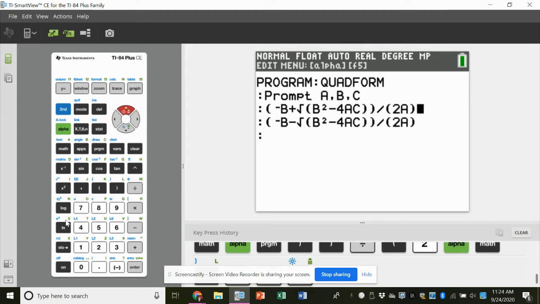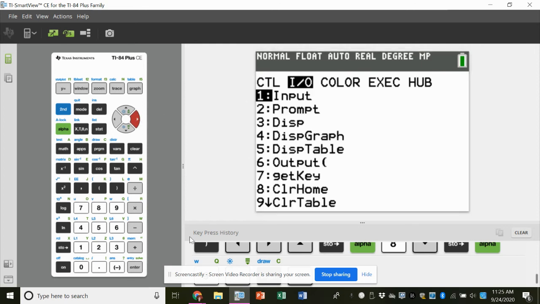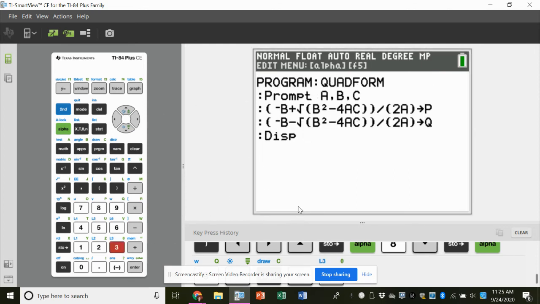So what we can do is we can actually have this store as, let's say, alpha P, which is one of our roots, and then we can store as alpha Q as our second root, just to kind of keep some of that nomenclature similar to what we have been doing in the class. So if P and Q are our roots, we're going to have it stored as P and Q. And then our last thing is, while these are stored, we still haven't told it to display it to us. So we're going to hit program, arrow over to input output, and pick option 3 because we want it to display that output. So we want it to display P and Q.